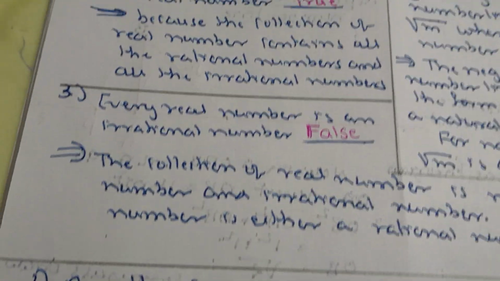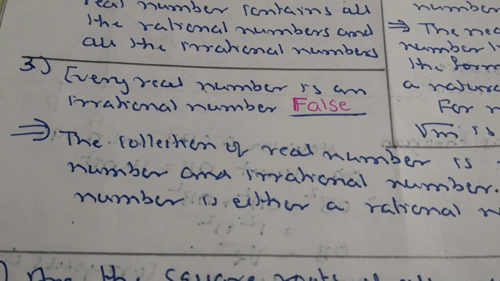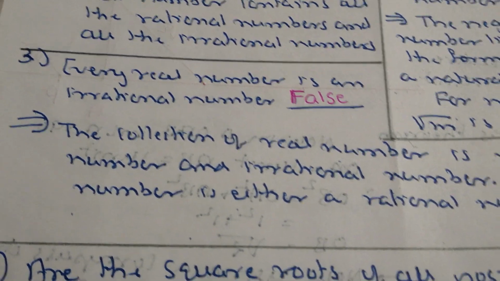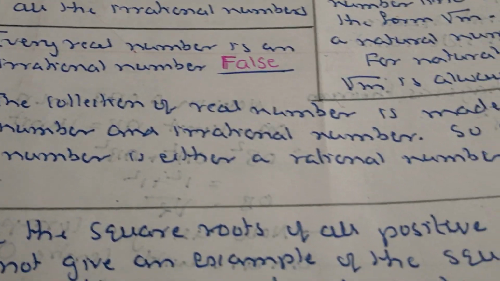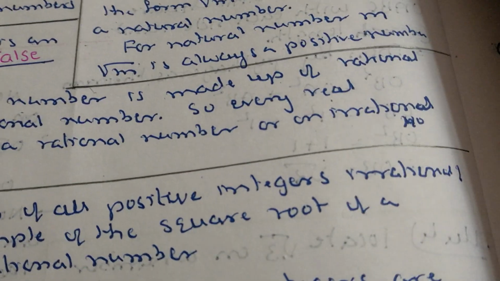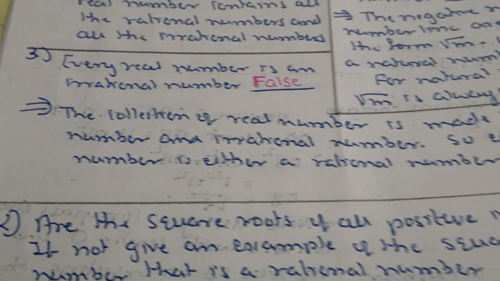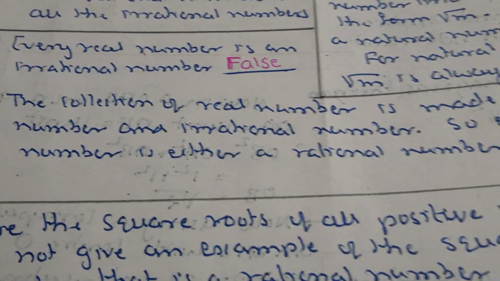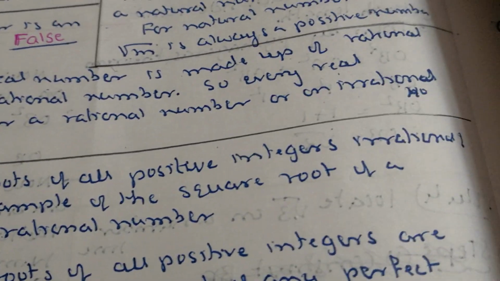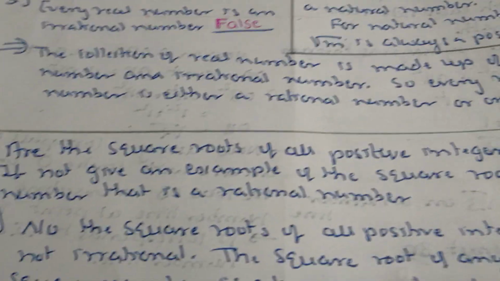Question 3. Every real number is an irrational number. Again, this statement is false. The collection of real numbers is made up of rational numbers and irrational numbers. So every real number is either a rational number or an irrational number.